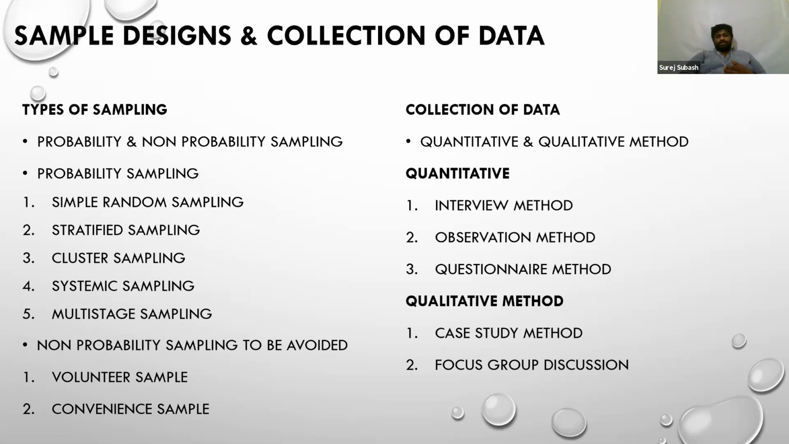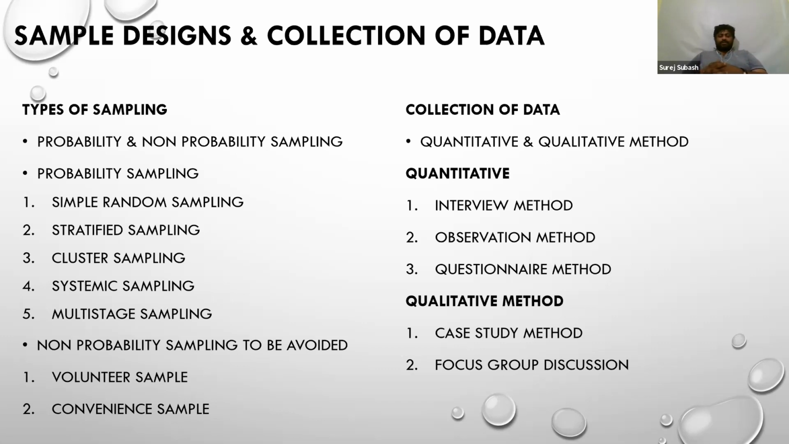So that should always be avoided. Now, after all this, you have to collect data. There are two types of data: one is quantitative and the other is qualitative. Quantitative means it is something which is measurable, and qualitative is usually something where you ask and then you get the feel about it.